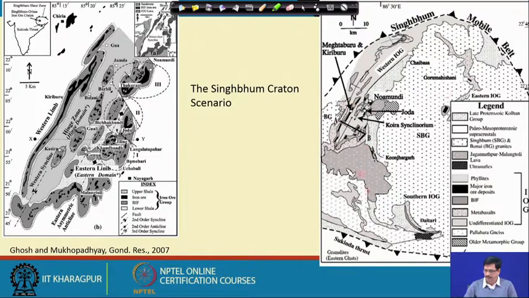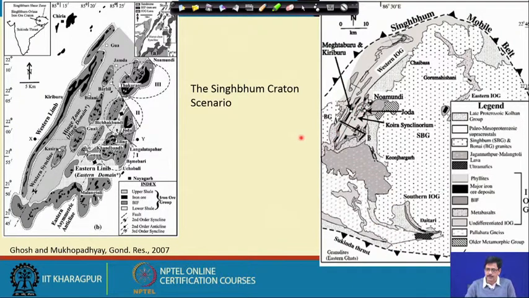And in this craton we have this Noamundi basin and the Gorumahisani Badampahar basin, which is also another iron ore basin in the Singhbhum Craton, and the Daitari basin, which is very close to the Sukinda thrust, which marks the southern boundary of the Singhbhum Craton.